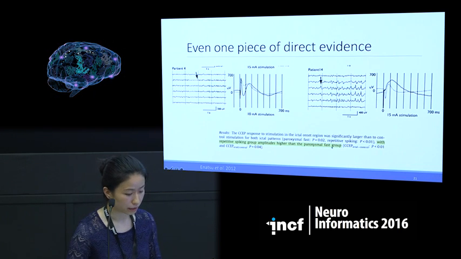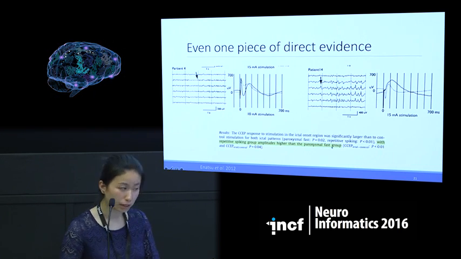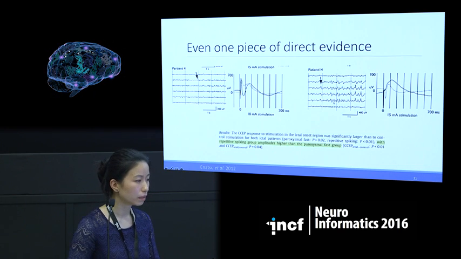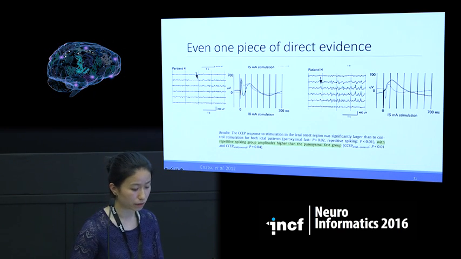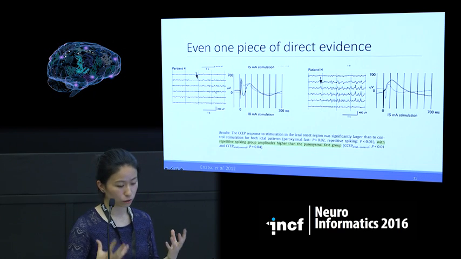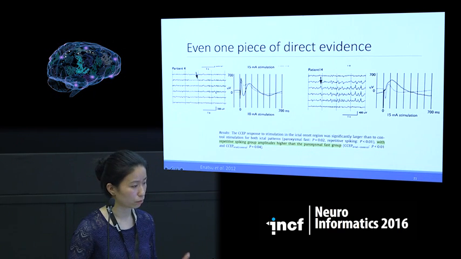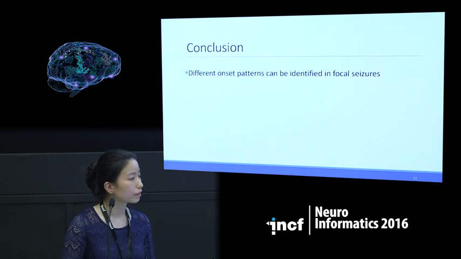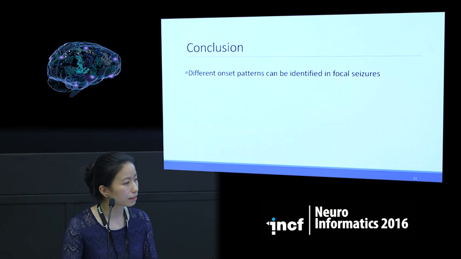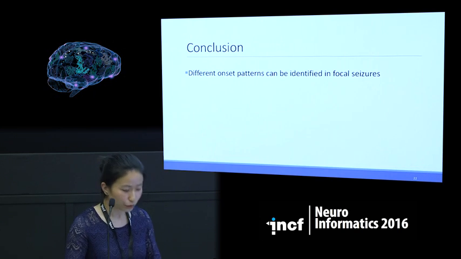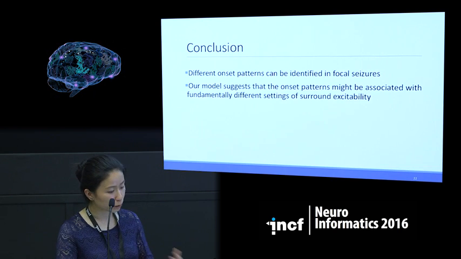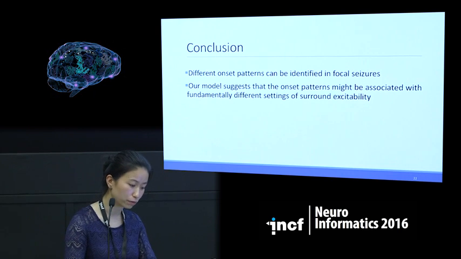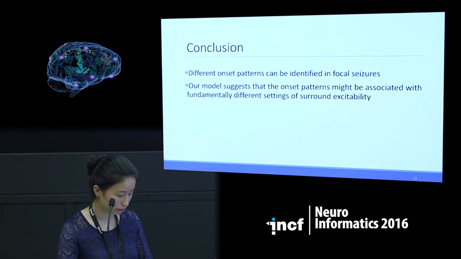So basically saying that if you were to test the excitability levels, they find that this high amplitude case gave higher excitability levels than this, which is exactly what the model is saying with the surround excitability as well. Okay, just to conclude this, the different onset patterns can be identified in focal seizures and categorized. And our model suggests that the onset pattern might be associated with fundamentally different settings of the surround excitability.